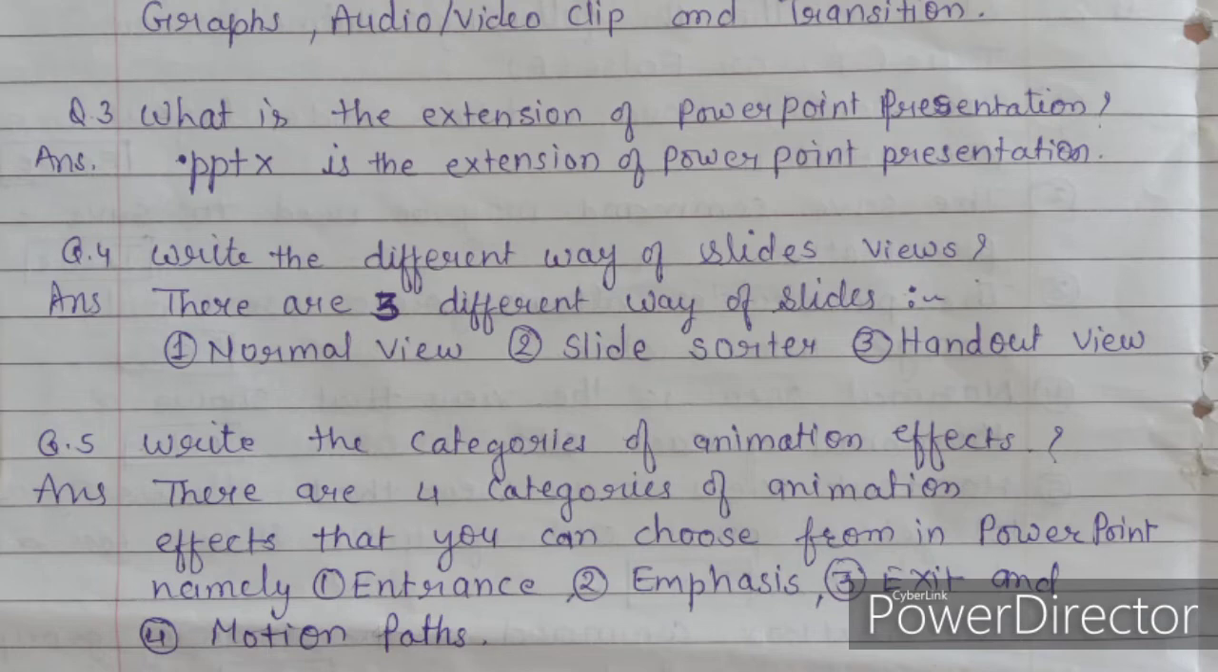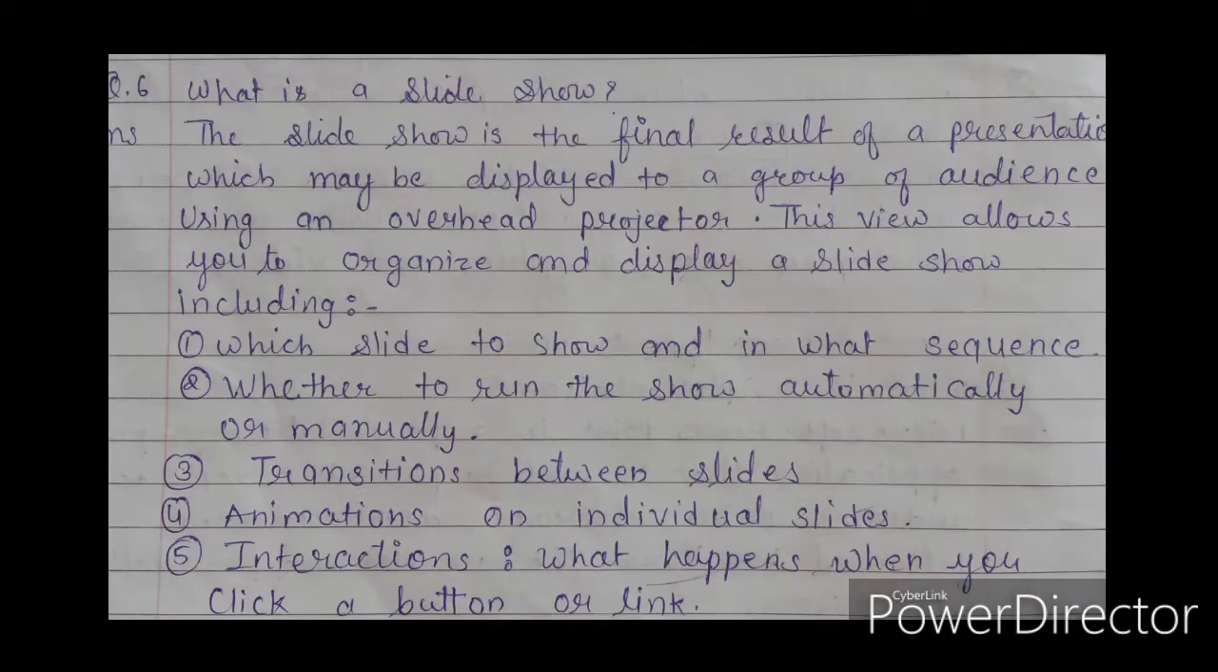There are 4 categories of animation effects that you can choose from in PowerPoint, namely: first, entrance, emphasize, exit and motion paths. What is a slideshow? The slideshow is the final result of a presentation which may be displayed to a group of audience using an overhead projector.